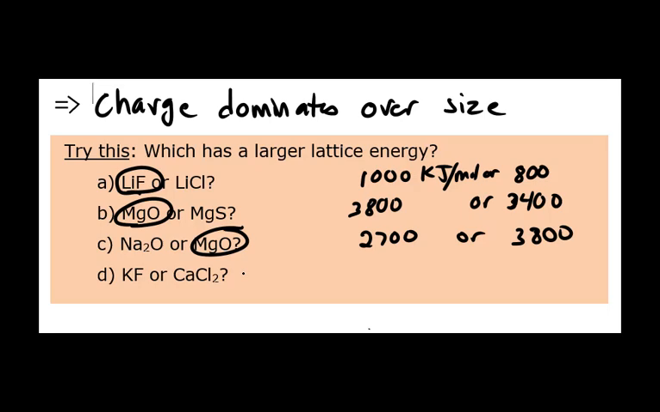All right, and finally, the last example is showing a change in both charge and size. You have potassium fluoride, which is a 1+ and a 1- ion, and calcium fluoride, which is a 2+ with a 1- ion. And since charge dominates over size, we're going to go with calcium, and we can look at the numbers to verify that. Potassium fluoride is 800 versus for calcium fluoride it's 2,300.